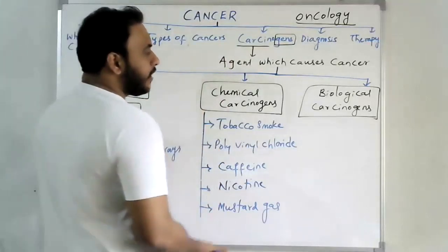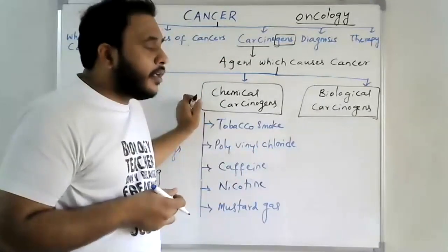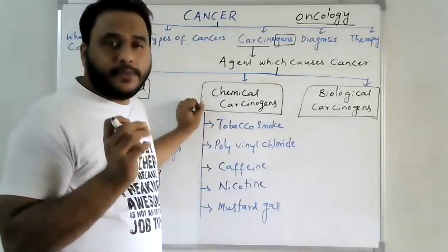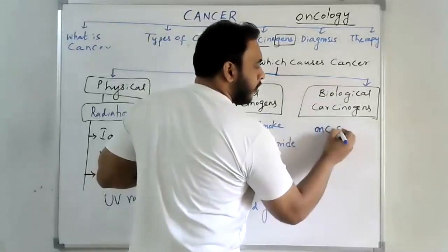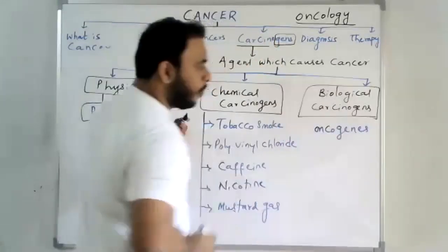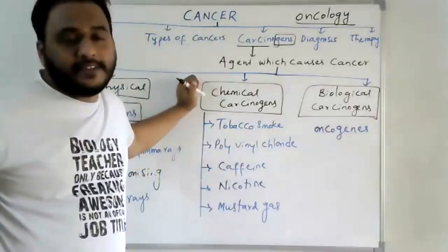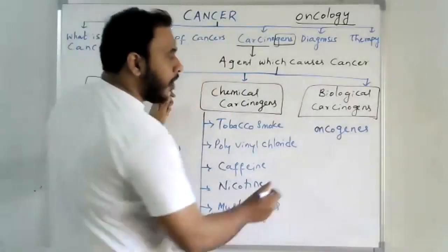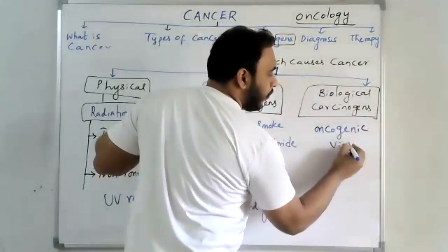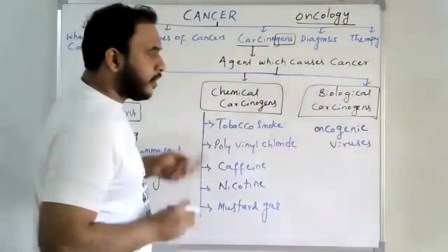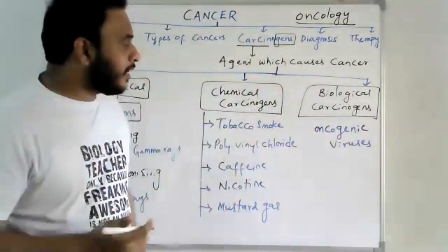So coming to biological carcinogens, that means some life forms. For example, oncogenes. These are certain kinds of viruses that cause cancer. So we call them oncogenic viruses. That means the viruses which cause cancer.